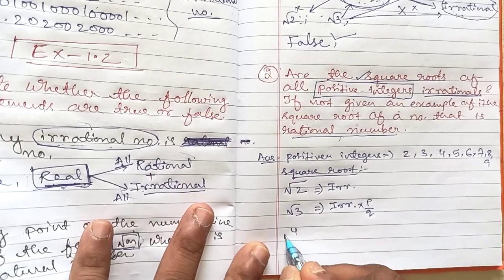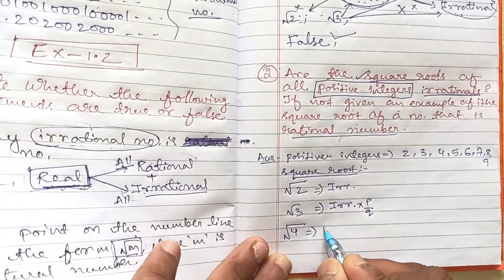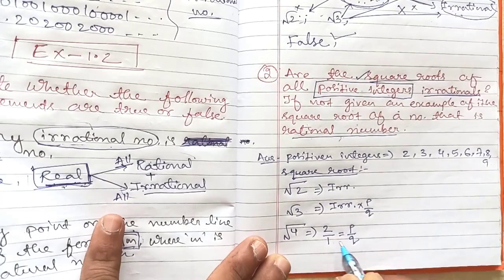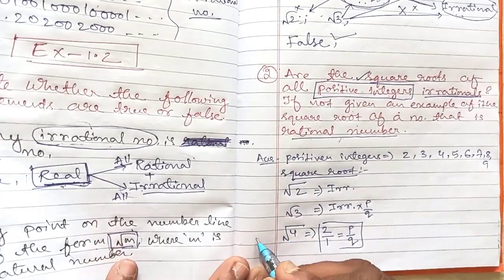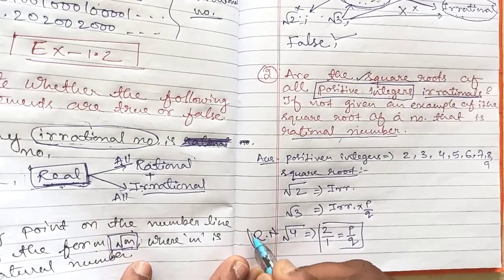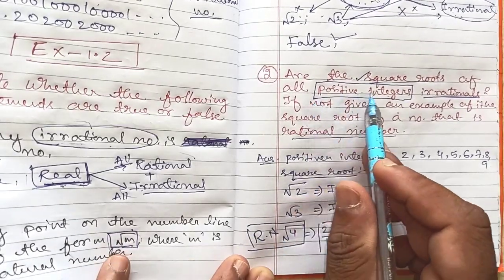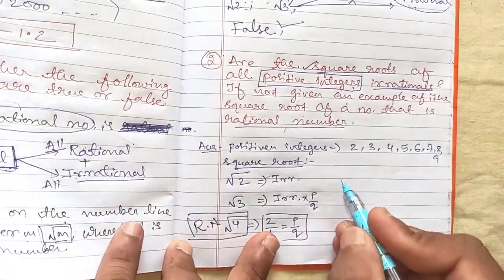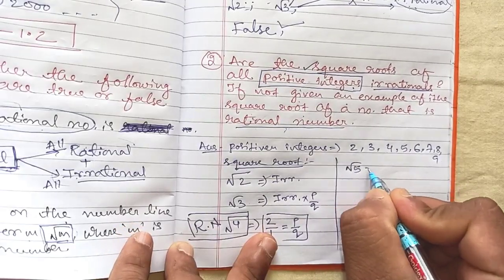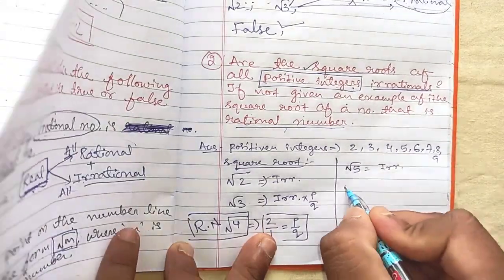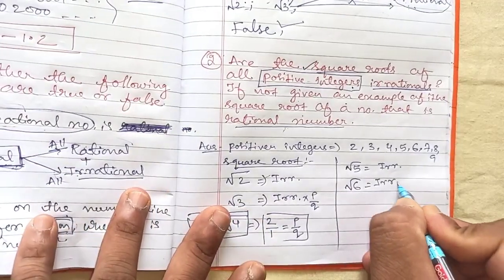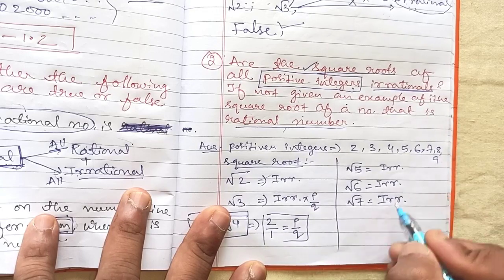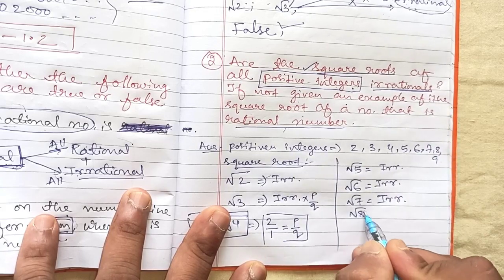Next is root 4. What is the value of root 4? Root 4 is 2. Can we write 2 by 1? It is in the form of p by q. That means it is a rational number. Are you getting? That means the square roots of all positive integers are not irrational. A few more examples we will check. Root 5 is irrational. Root 6 is also irrational. Root 7 is also irrational, because these numbers cannot be represented in the form of p by q.